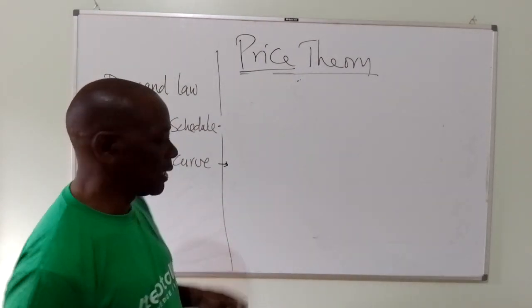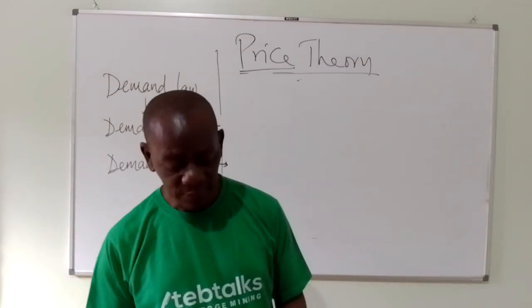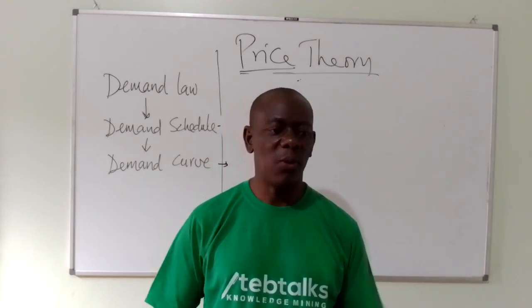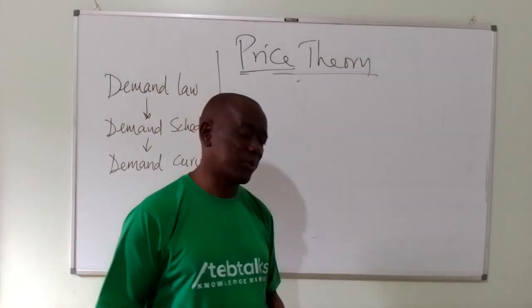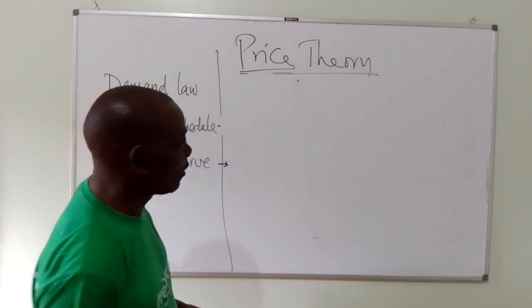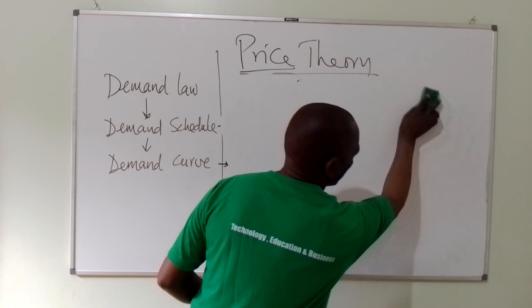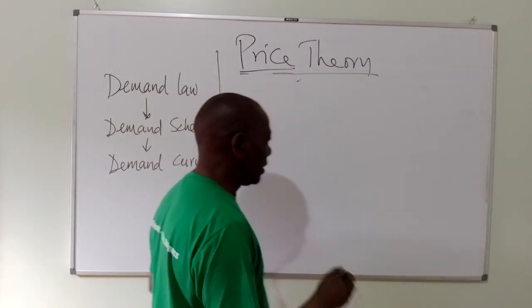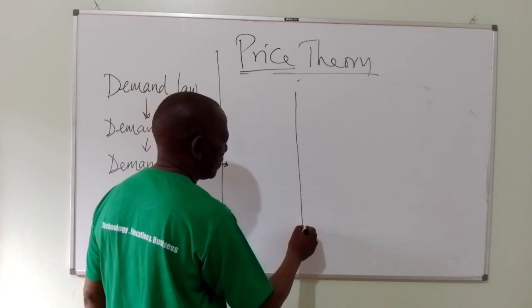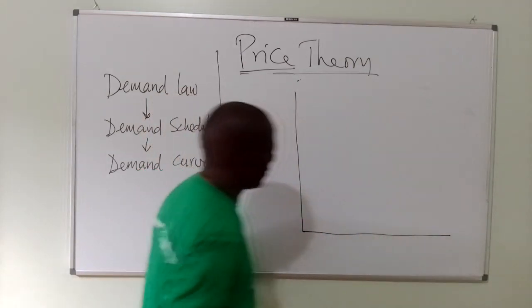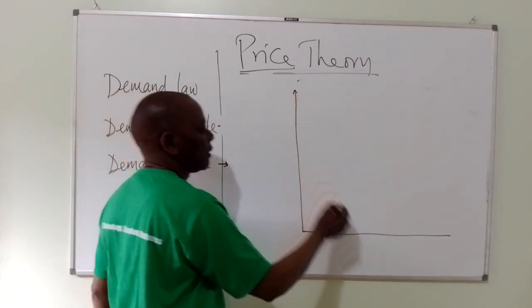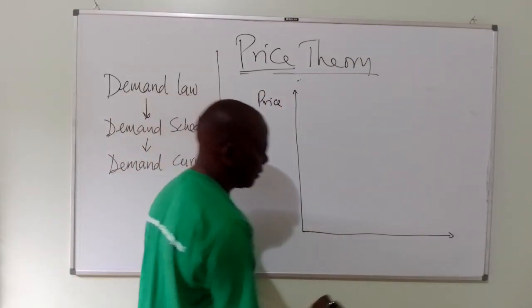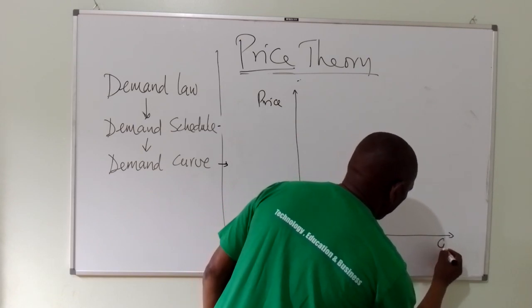And how do we define the demand curve? We say it is a diagrammatical illustration of the demand law. The other is a mathematical representation. This one is a diagrammatical representation of the demand law. What we are looking at is the law. So the diagrammatical representation, usually we represent it by drawing the y-axis and the x-axis. And here, on the y-axis, we put price. We are going to represent price. And on the x-axis you are going to represent quantity.